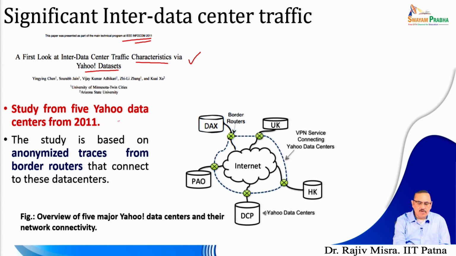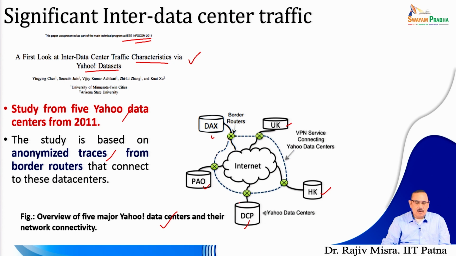The study is from 5 Yahoo data centers, from 2011, and is based on anonymized traces from the border routers that connect these data centers. This figure shows 5 major Yahoo data centers and their network connectivity. You can see these are different locations: Hong Kong, DCP, PODAX and UK, and their border routers are shown over here and they connect.